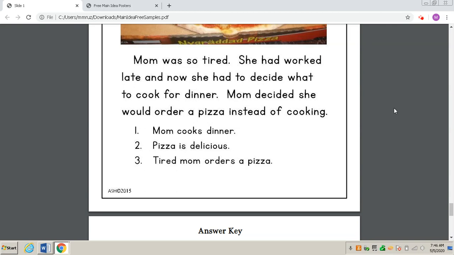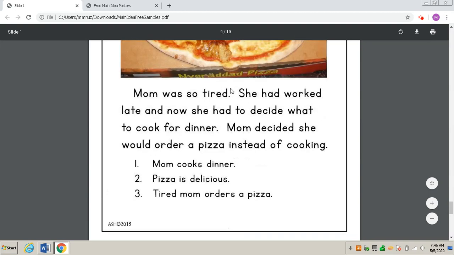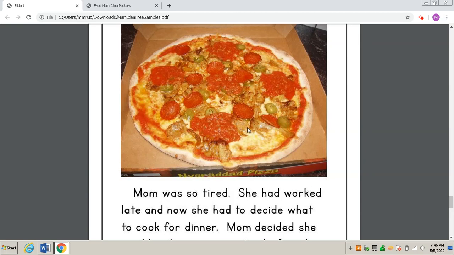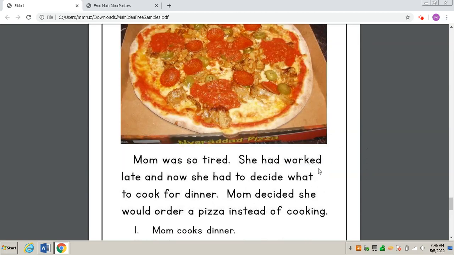So if you look back, the very first sentence says, Mom was so tired. So the main idea of the story is that mom was so tired, so she didn't cook dinner, right? It doesn't really talk about how pizza is delicious. So it has to be that mom was so tired that she ordered this delicious looking pizza for dinner. Okay. And then everything after mom was so tired is a detail supporting that she ordered pizza for dinner.